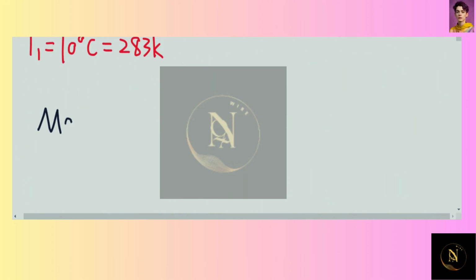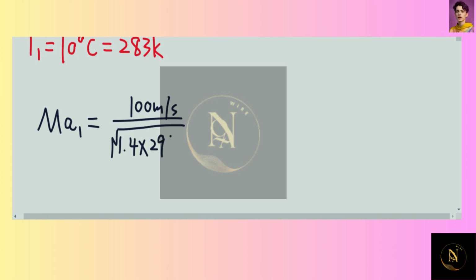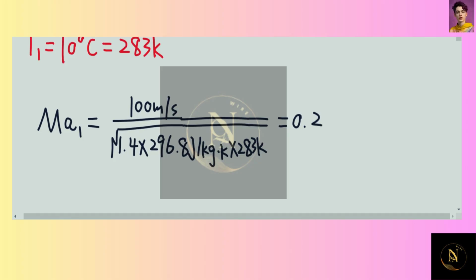So the Mach number is equal to 100 meters per second over the square root of 1.4 times 296.8 joule per kilogram times Kelvin, times 283 Kelvin. And this will give us the Mach number at the inlet of about 0.2916.